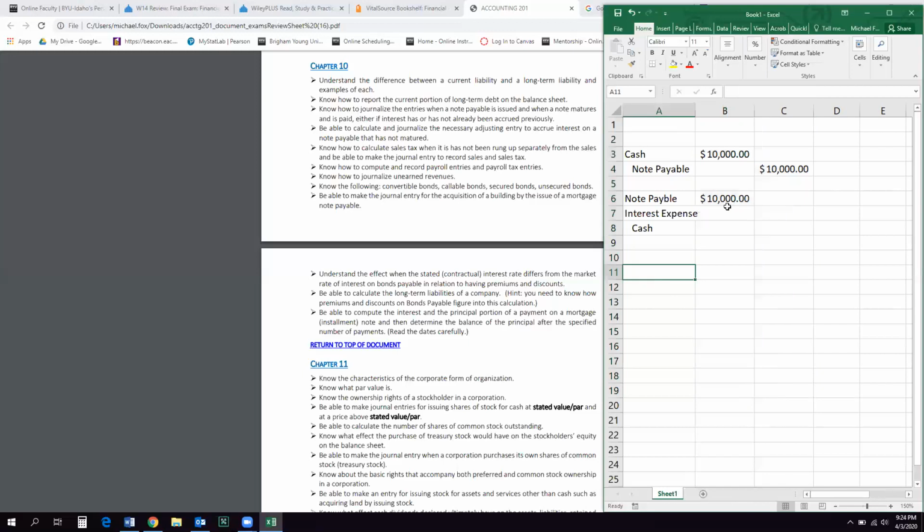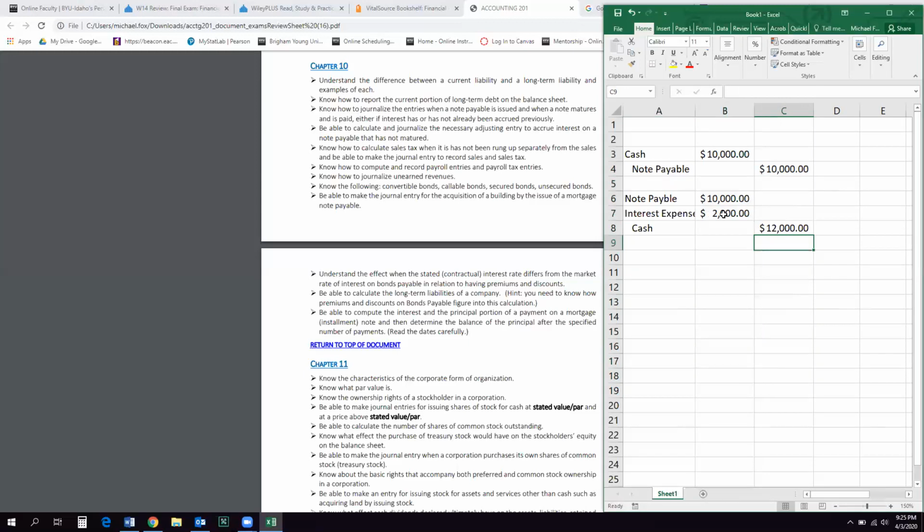The interest expense will be whatever interest we accrued on the note during its lifetime. So let's just say $2,000. And then our cash will be $12,000 going down, right? So we're just paying it. That's what would happen if we borrowed the money and paid it back in the same year.